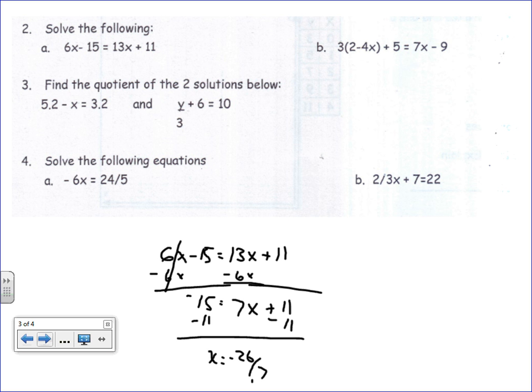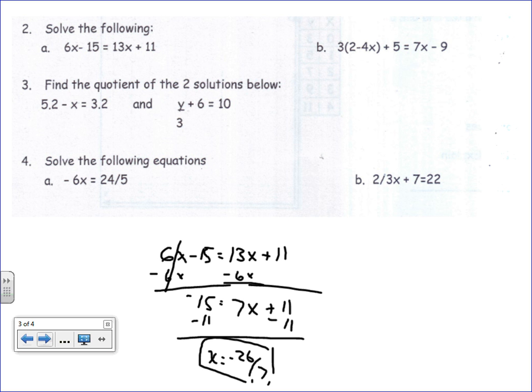Guys, that's a perfectly good answer. Nothing wrong with that. Why is there nothing wrong with this answer? Because you can't reduce it. Guys, I'm not going to expect that you change that to negative 3 4/7 or whatever it is, or negative 3.1. Perfectly good because it's reduced.